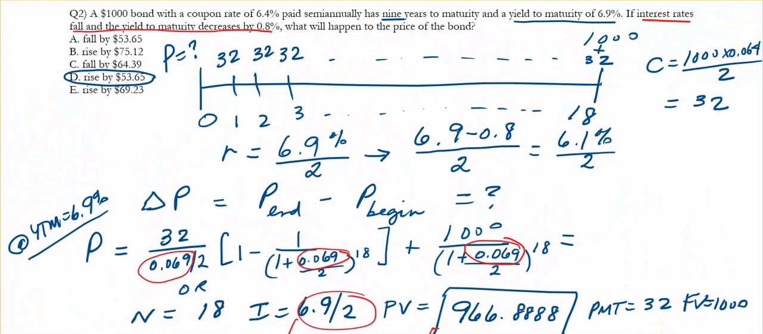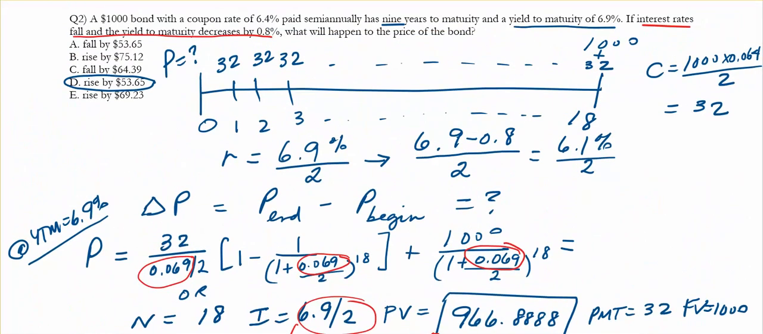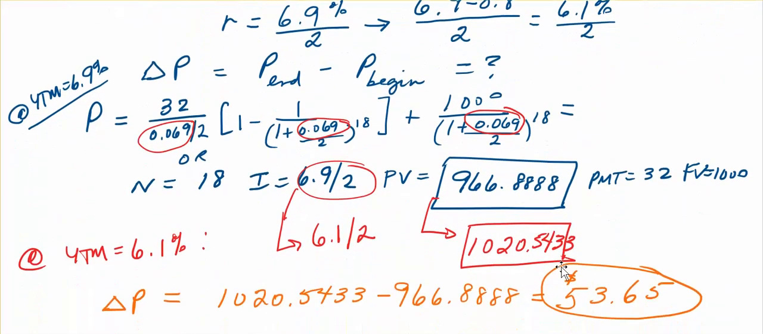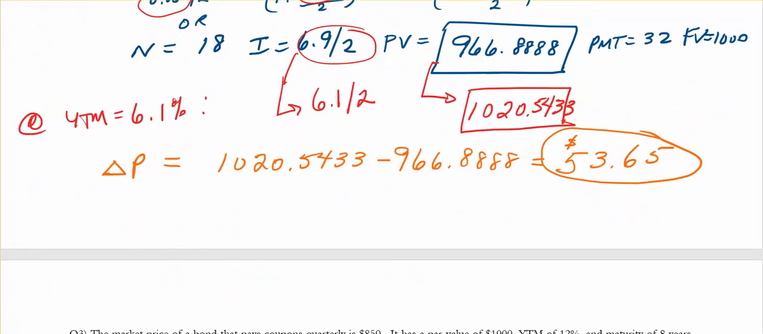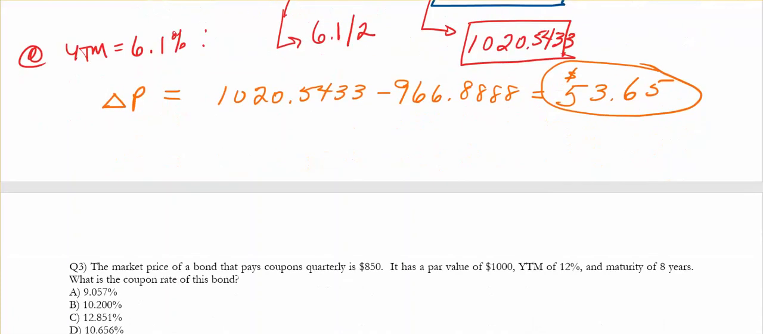Now be very careful with the signs, because we see fall by 53.65. It's very important that you understand that the price must go up, not down. We can see that in the numbers here, and we have to make that check that conceptually it's correct that we are saying that the price has to be going up. Because again, when bond prices fall, that means that the yield to maturity has gone up, and vice versa.